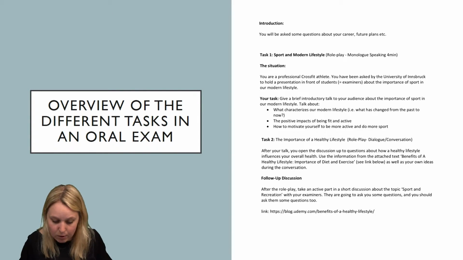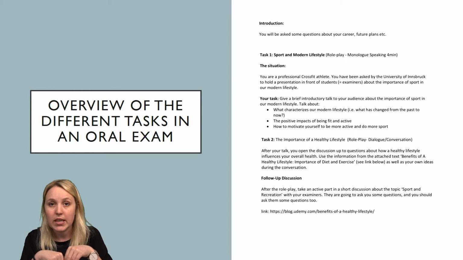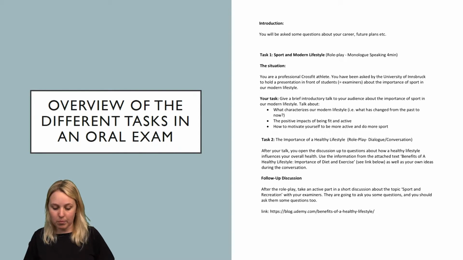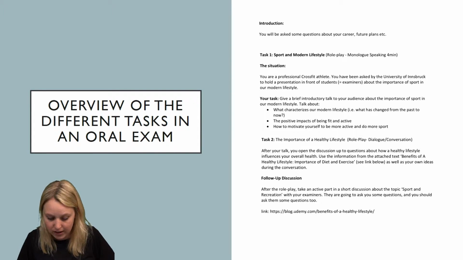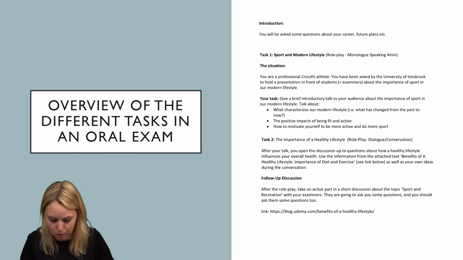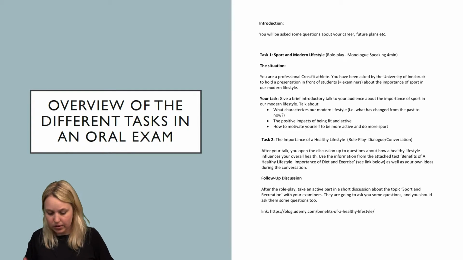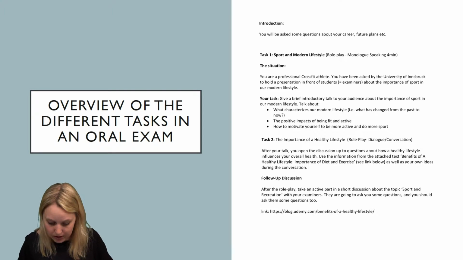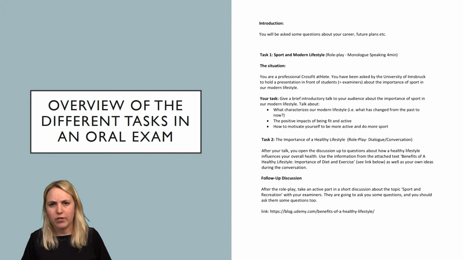And then there will be a task 1 and a task 2. Task 1 is the monologue. There you get a situation. In this example, you are a professional CrossFit athlete. I wish. And you have been asked by the University of Innsbruck to hold a presentation in front of students. So that's your role. You're an expert in sports. And you talk about 3 bullet points: what characterizes our modern lifestyle, the positive impacts of being fit and active, and how to motivate yourself. So that's the monologue. You talk on your own, roughly 4 to 5 minutes.